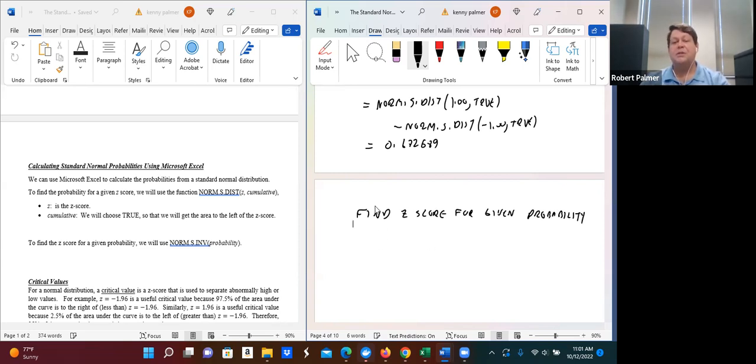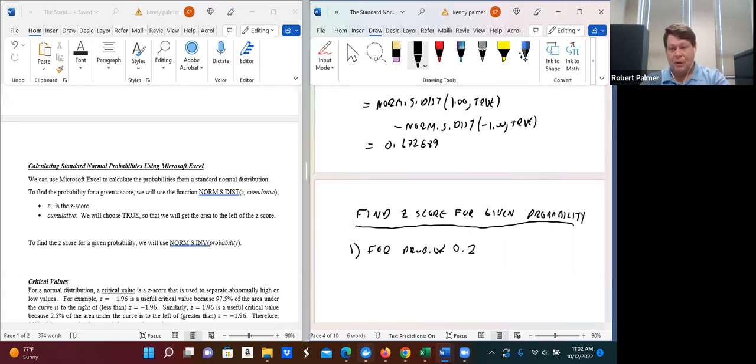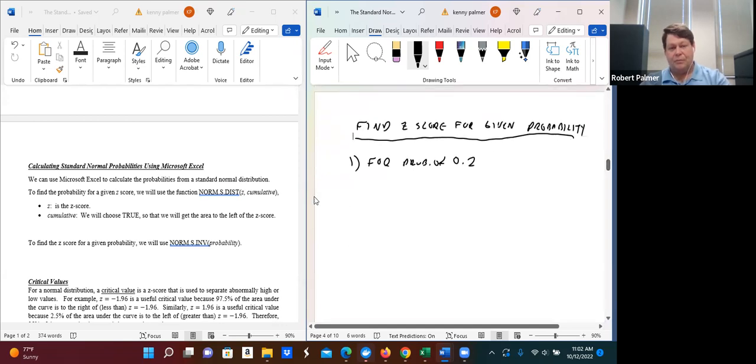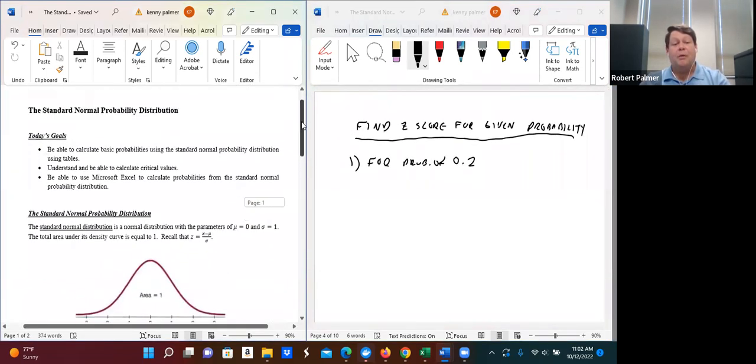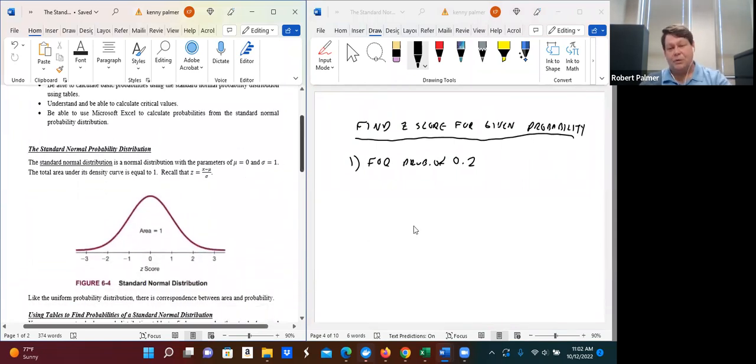Okay, so I want to find the z-score for the given probability. All right, so number 1 is a probability of 0.2. What this means is we're basically going backwards from what we just did. So let's draw a picture again, and let's actually move back up here so we can see our distribution. Once again, for our distribution, let's draw a picture.